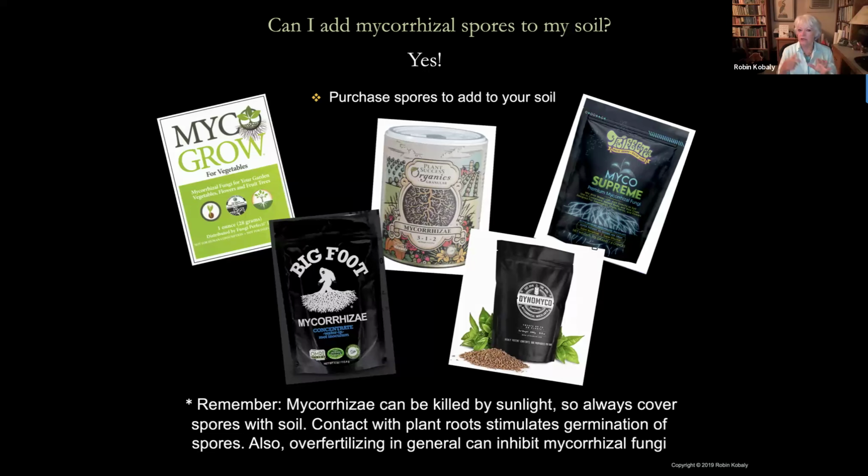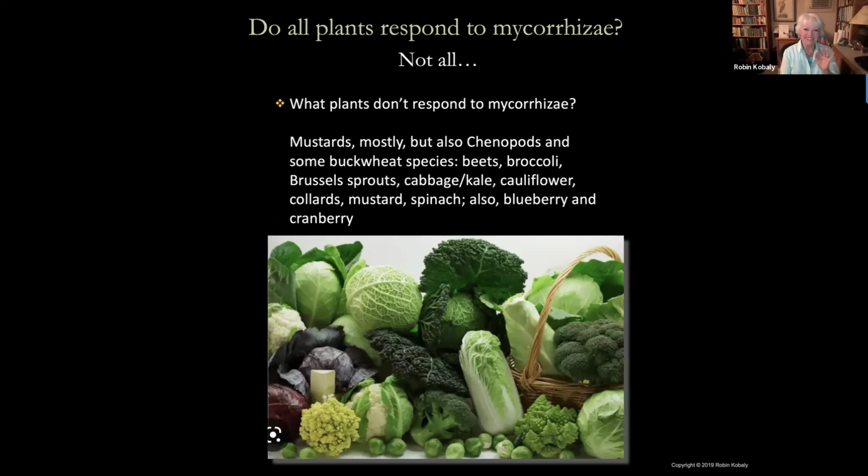Some nurseries are starting to inoculate their potted nursery plants with mycorrhizae. Ask your nursery if they do that, and if they don't, encourage them to do that. And just a note that not all plants respond to mycorrhizae. The ones that don't are mustards and Chenopodiaceae, all the pigweeds, and some buckwheat species. So don't worry about putting mycorrhizae on these plants: beets, broccoli, Brussels sprouts, cabbage or kale, cauliflower, collard greens, mustard, spinach, and blueberry and cranberry, because they don't play the game. They don't care about the Root Partners Club.